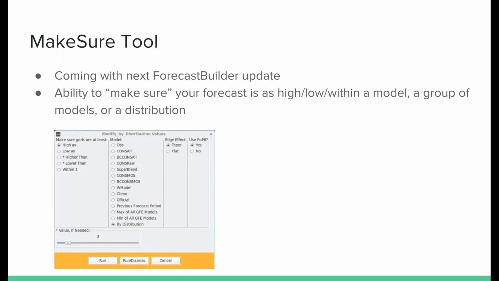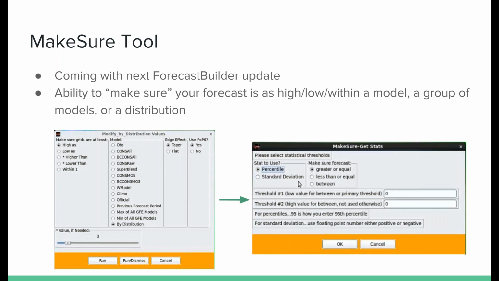And just a little preview of what the tool looks like. On the left, you can choose to make sure your grid is at least as high as, as low as, or within. And then you can choose your model, how I configure that, but then there's that option down at the bottom called by distribution. If you click that, you get all these neat statistical thresholds, so you can make sure your forecast is within the 75th percentile of all the guidance, or within some amount of standard deviation from the guidance. So some neat little statistical things you can do.